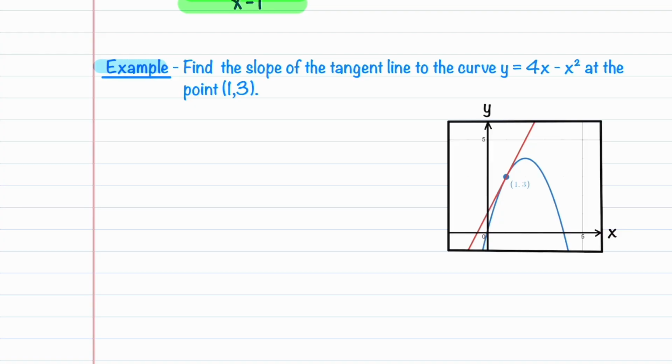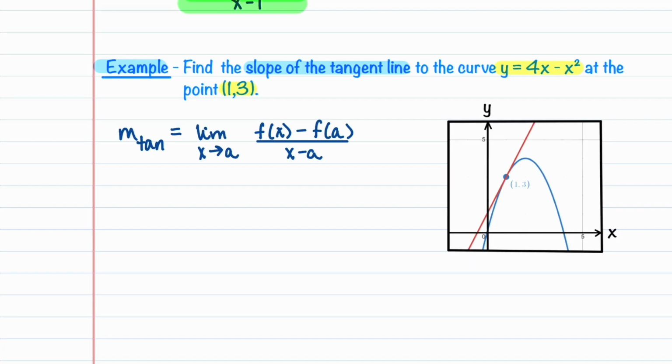Let's now look at our second example. In this example, we are going to find the slope of the tangent line to the curve y is equal to 4x minus x squared. This is the same curve that we saw in our previous example at the point 1, 3. Let's begin by writing down the formula for the slope of our tangent line. The slope of our tangent line is just the limit as x goes to a of the slope of our secant line, which is f of x minus f of a, all divided by x minus a.